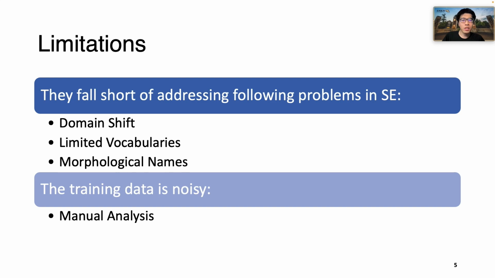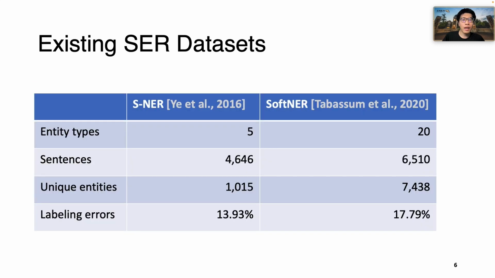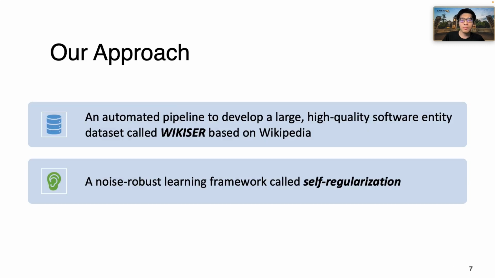First, domain shift, limited vocabularies, and morphological names in software engineering limit coverage of software entities in real text. For example, the SoftNER dataset only covers around 7,500 entities. Second, noisy training data hinders accurate SER. Manual analysis of two existing SER datasets finds that the SNER dataset has a labeling error of about 14%, and the SoftNER dataset has a labeling error of about 18%.